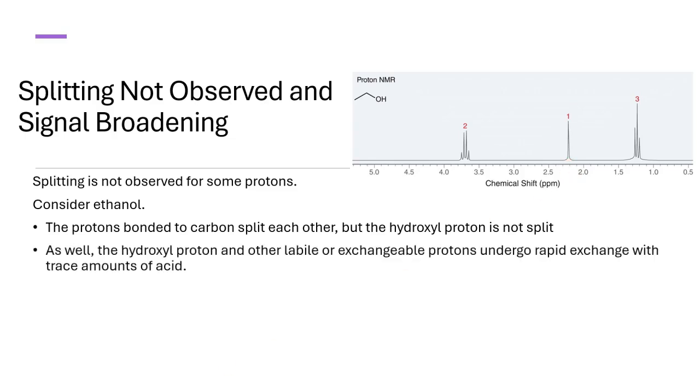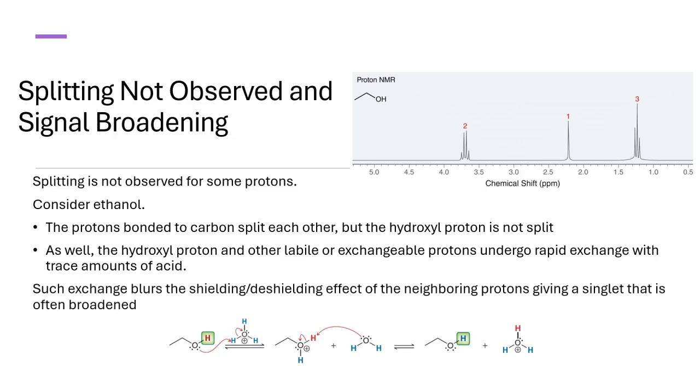As well, the hydroxyl proton and other exchangeable protons can undergo rapid exchange with trace amounts of acid. In other words, they can be swapped around. That exchange will blur the shielding-deshielding effect of neighboring protons, giving a singlet that is oftentimes broadened.